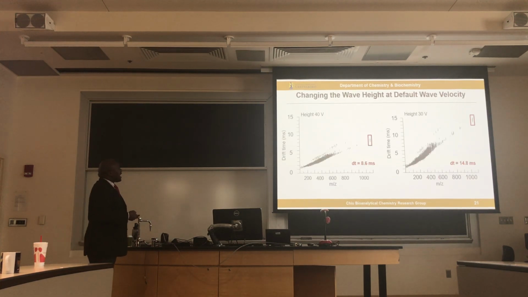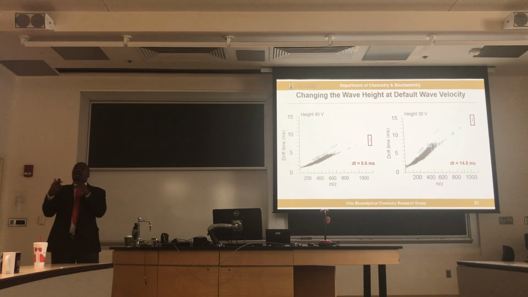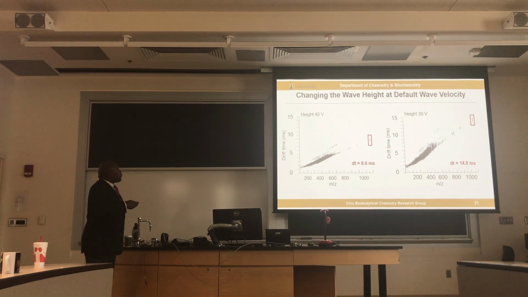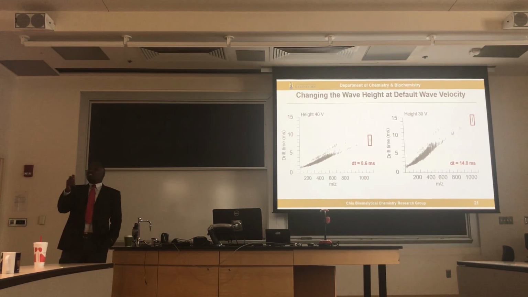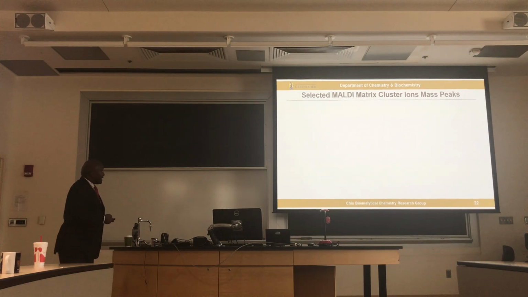Again, this happens also as you change the wave height. For example, at wave height 40 and at wave height 30, the drift time is 8.6 at the default and then 14.8 milliseconds once you change the wave height. And as you can see, the trend line shift happens with the shifting of the AIP as the analyte.